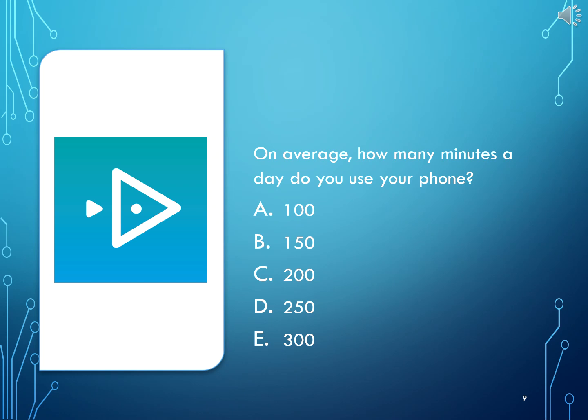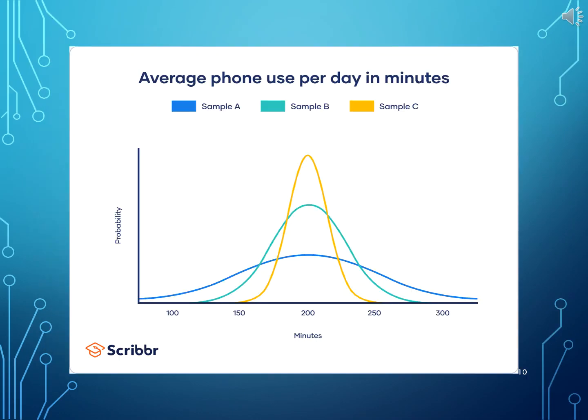So let's get an example of variability. Let's say I ask 3 different sections of Psych 2111, on average, how many minutes a day do you use your phone? So let me ask you, on average, how many minutes a day do you think you use your phone?